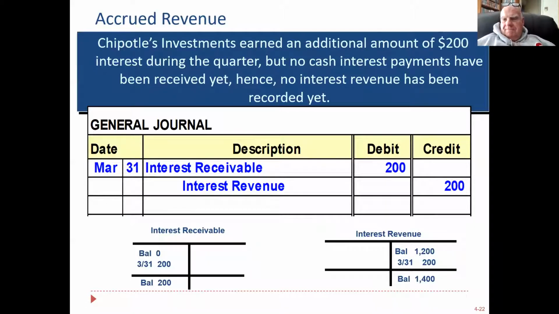Accrued revenue. On the test, you might get a question where they'll give you a loan amount, $20,000, at 3%, that would be $600 a year or $50 a month. That interest rate always represents a 12-month period, okay?